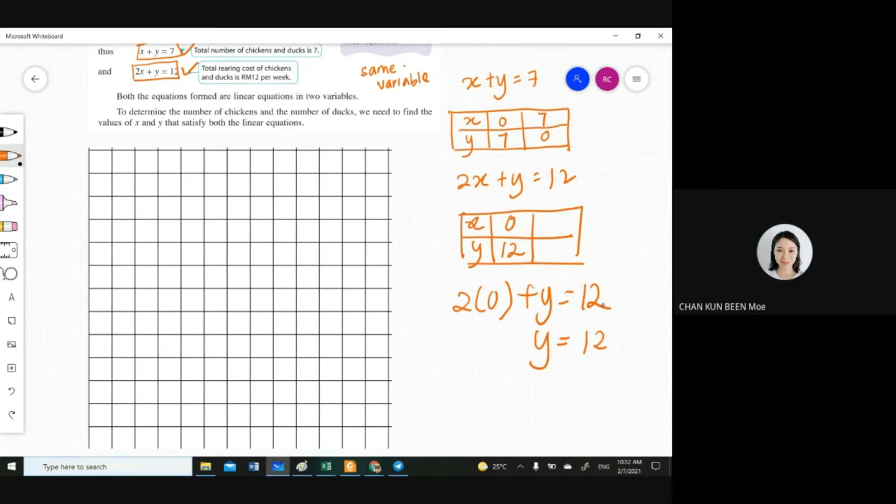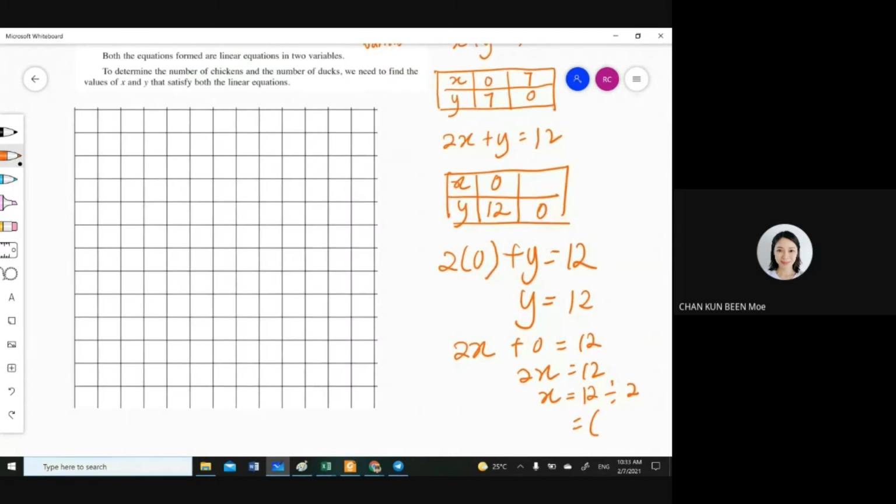What about if y is equal to 0? What will be the value of x? 2x plus 0 equal to 12. So 2x is equal to 12. What is the value of x? x is, very good, 12 divided by 2. So you will get 6. Therefore, replace it with a 6.